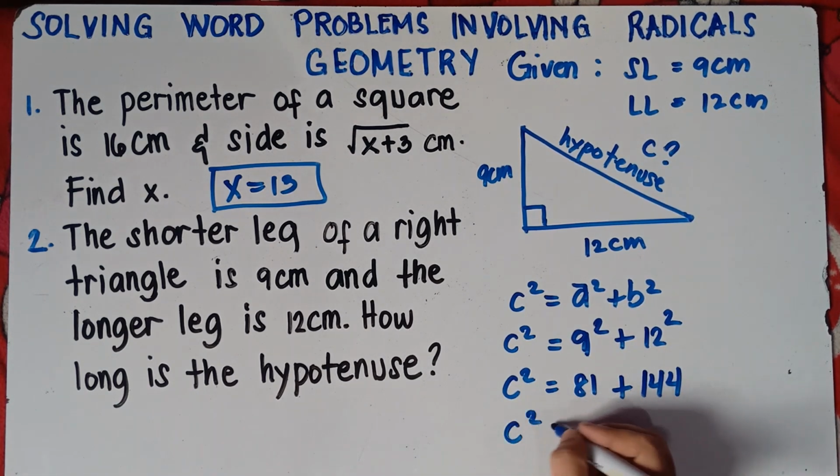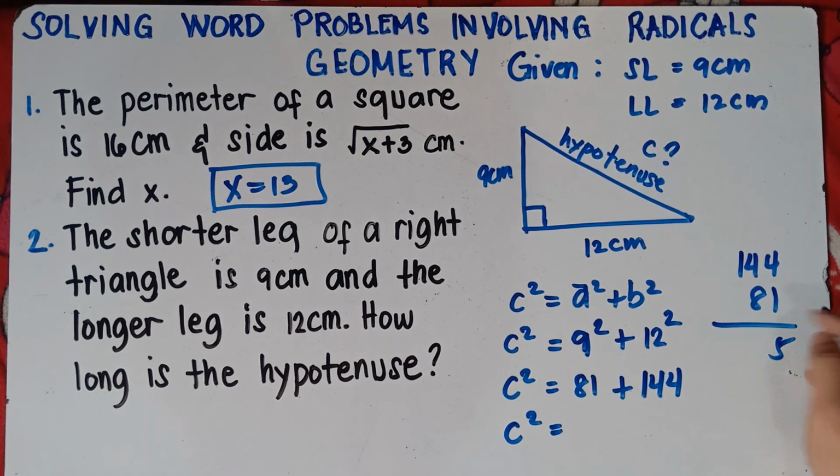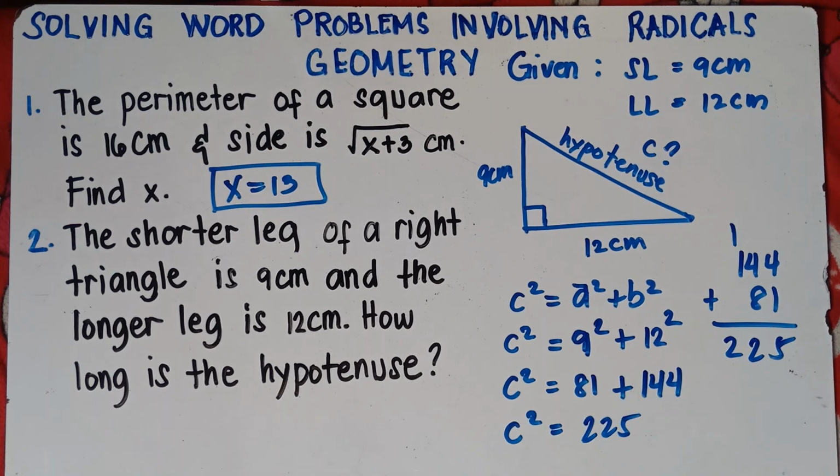So to add this, add 81 plus 144. 4 plus 1 is 5. 4 plus 8 is 12. Carry 1. 1 plus 1 is 2. So 225. And for the square root of 225, you extract the square root of both sides, class, so that we can cancel this out.